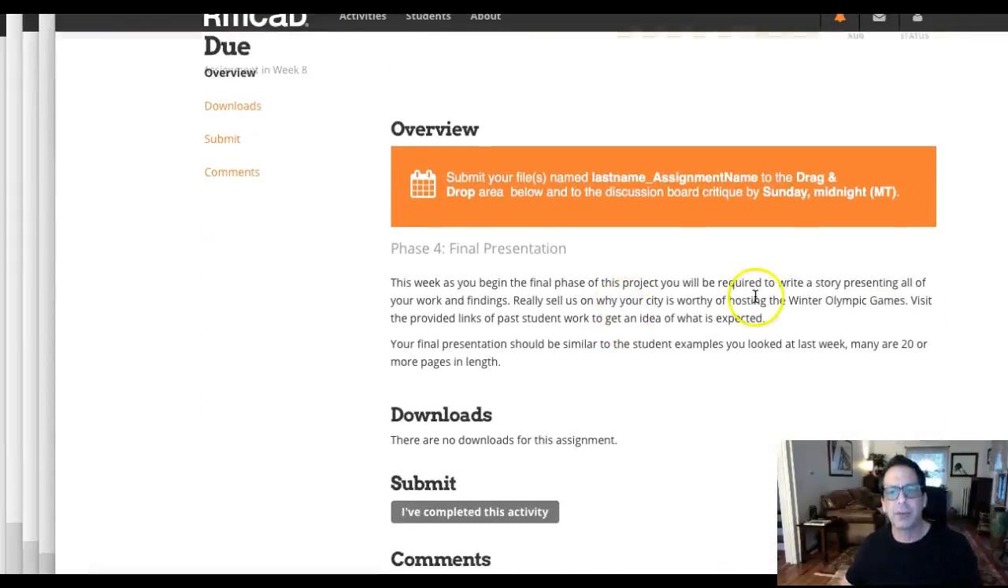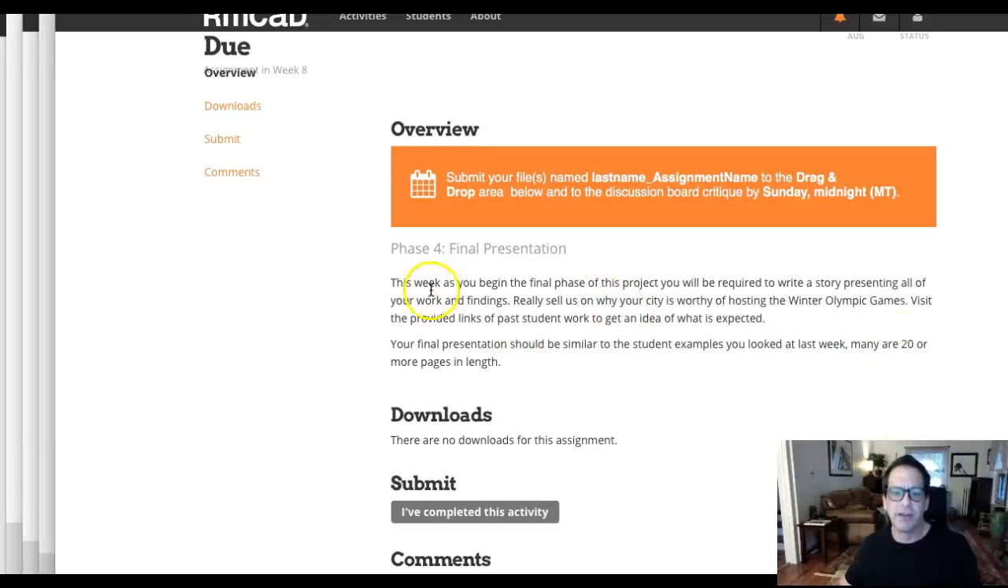Begin the final phase of your project. We're required to write a story presenting all of your work and your findings. Really sell us on why your city is worth hosting, and visit the provided links to past students' work to get the idea of what is expected. Your final presentation should be similar to student works. Many are 20 or more pages in length.